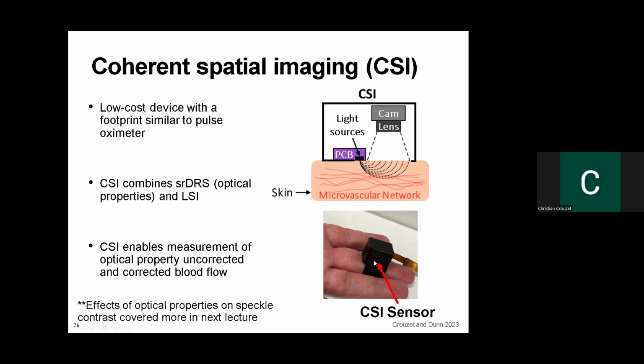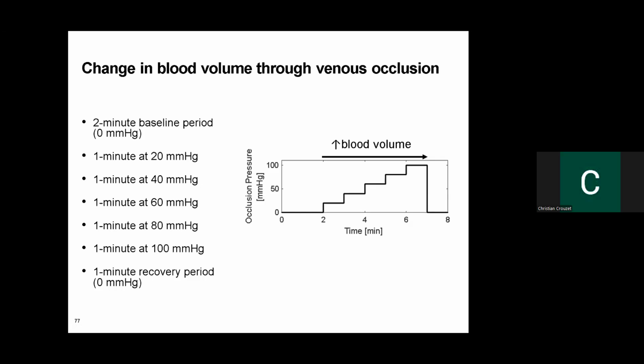This is a real life photo of the CSI device that is on the finger clip, where all this housing is being shown. So in order to change the optical properties, one of the things that we were looking at was doing changes in blood volume. In this venous occlusion protocol, we would have a 2-minute period of baseline. And then for each subsequent minute, we would be increasing the occlusion pressure by 20 millimeters of mercury and holding it there until we get all the way to 100 millimeters of mercury for the last minute, and then decrease it.